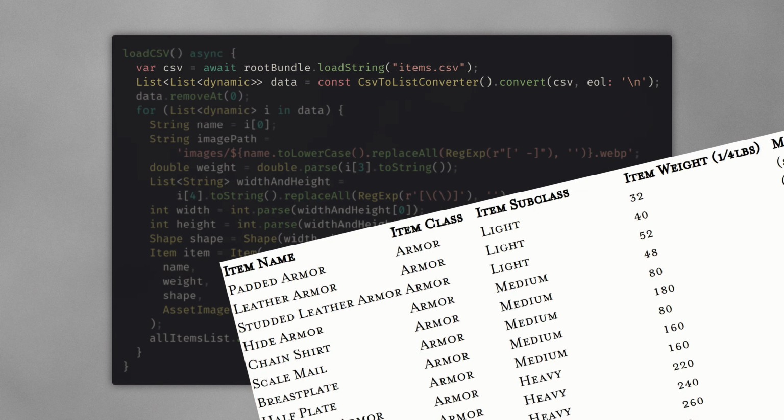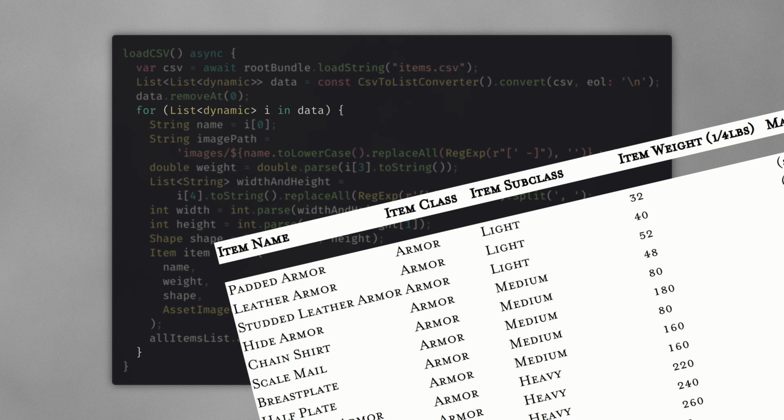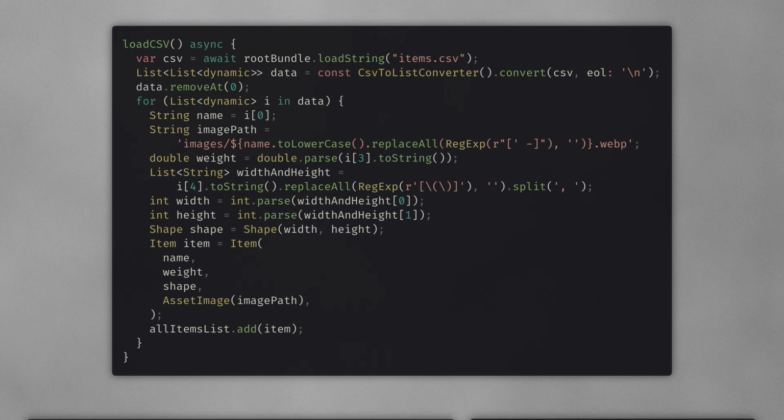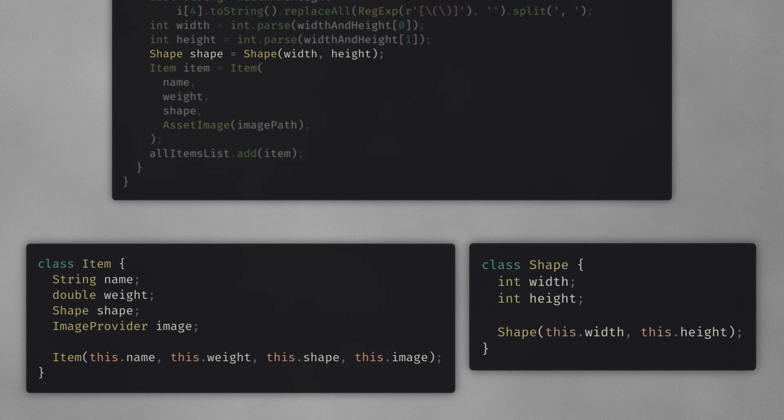This loads in the CSV, chops off the head, and then for each line it grabs the name, image, weight, and shape, and bundles them all into an item object. We then add these items to a global list for use later, now consisting of all D&D's items. This function uses the item and shape classes, both simple data holders that just store their given properties in an easily accessible package. In the case of shape, every item is a rectangle for now, so they only need a width and a height.